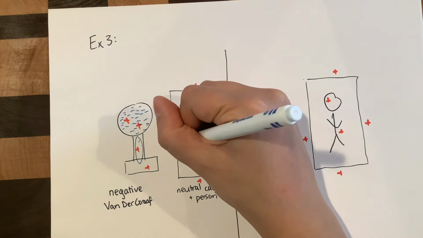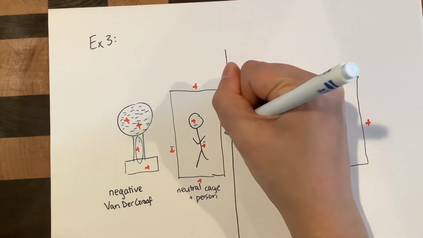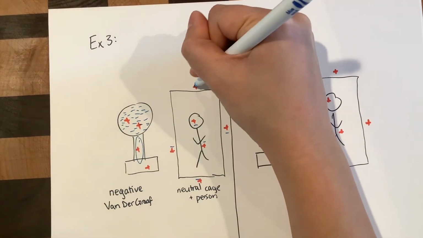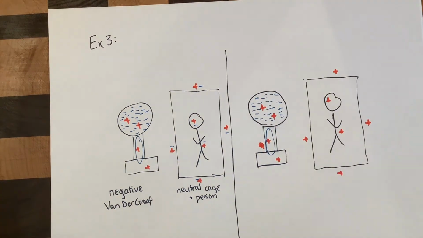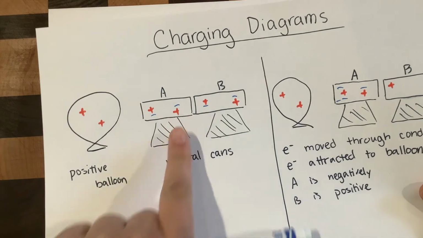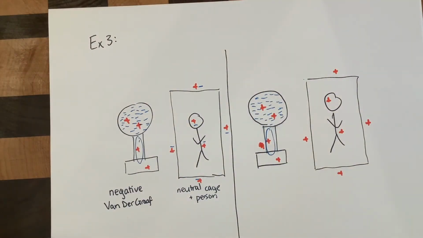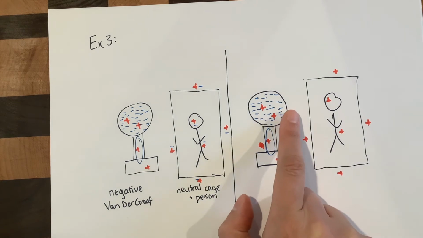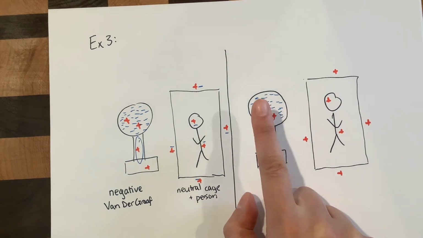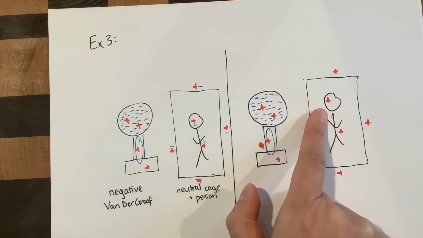We start off with a neutral cage plus person, so I'm going to draw the little electrons next to their proton buddies. Now, conduction could look like two things. Conduction could look like two conductors touching each other, where electrons are free to move through the metal. But if you had enough of a charge differential, you can actually build up enough potential difference to cause the electrons to jump through the air.